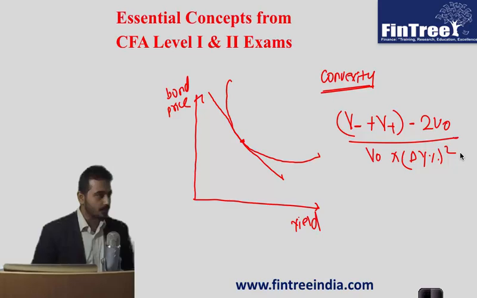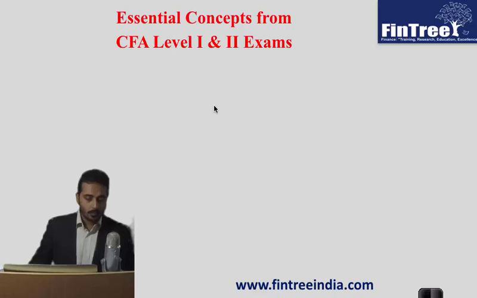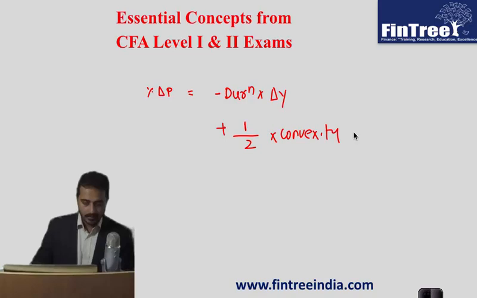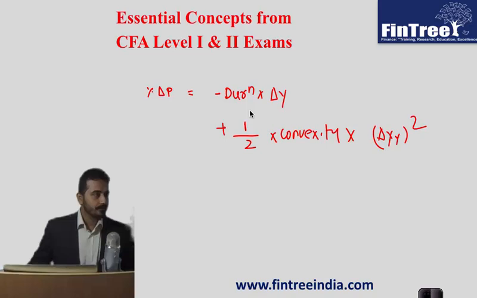So then, using duration and convexity, what was the formula that we saw which will give us the price impact? Percentage delta P is equal to minus duration into delta Y plus half into convexity into delta Y square. Right? So this will tell us that when the yield changes, by what amount the bond price is going to change. Now, if you observe, the second term will always be positive, correct?